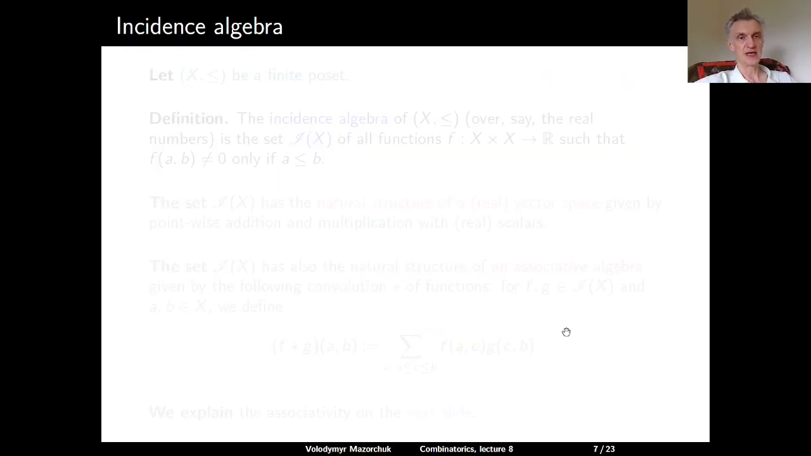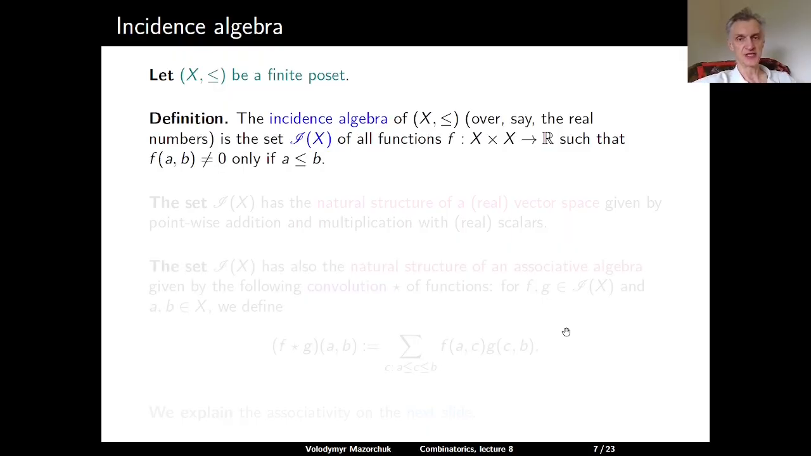Next, we need to talk about the incidence algebra of a poset. Let X be a finite poset with respect to some partial order less than or equal to. Definition: the incidence algebra of this poset, over, we need to fix some scalars, so let's choose real numbers, is a set which we denote by I(X) of all functions with two arguments, where each argument is an element in X, and the value of the function is a real number.